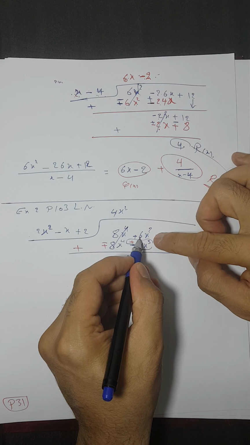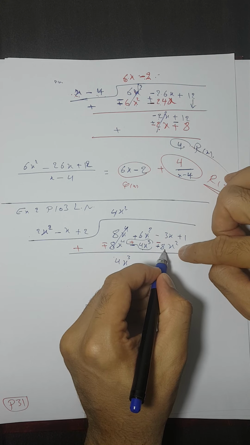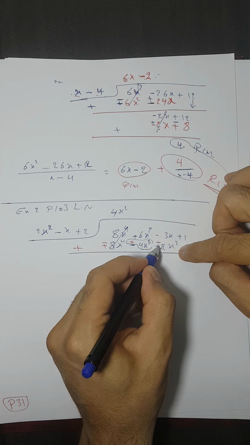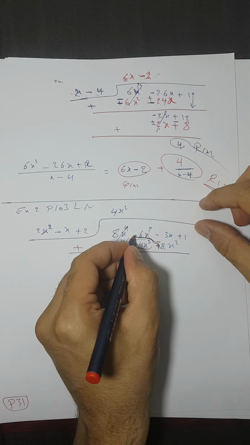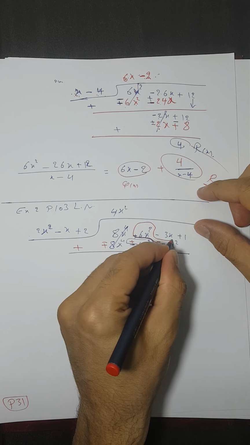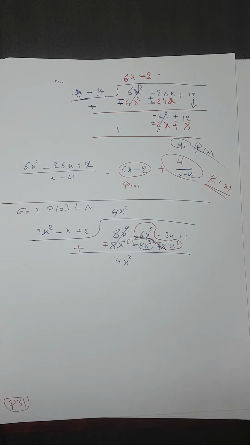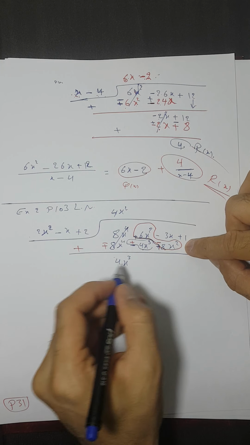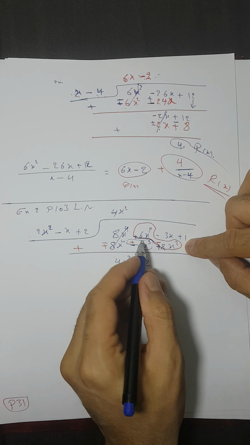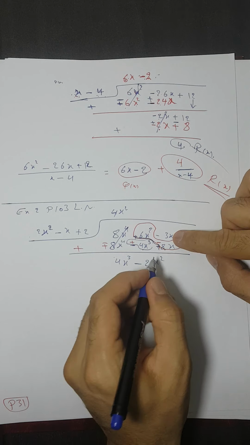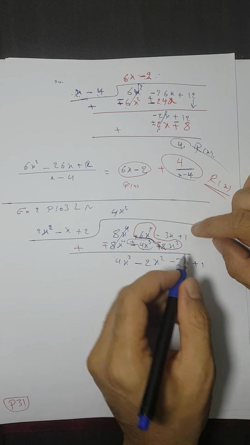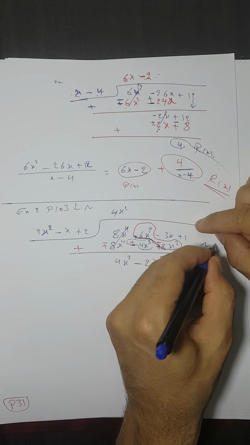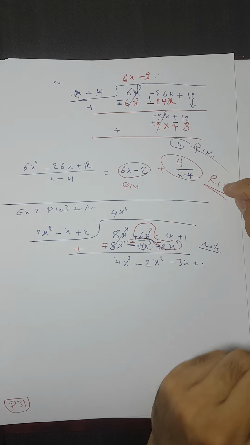And how about 6x square and minus 8x square? Yes, we can deal with this one together. Why? Because the degrees are equal. So 8 minus 6, I will get minus 2 and x squared. Now the rest we will put down there, 3x plus 1. That's why I say that we have a special case here.